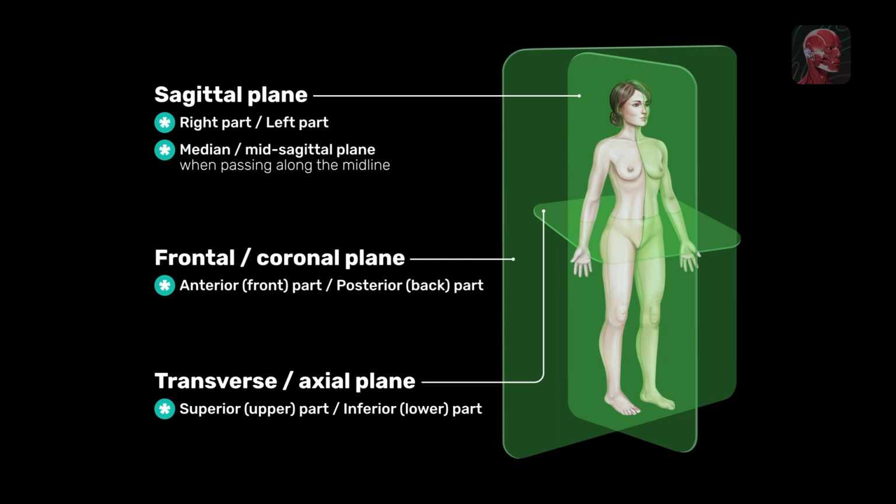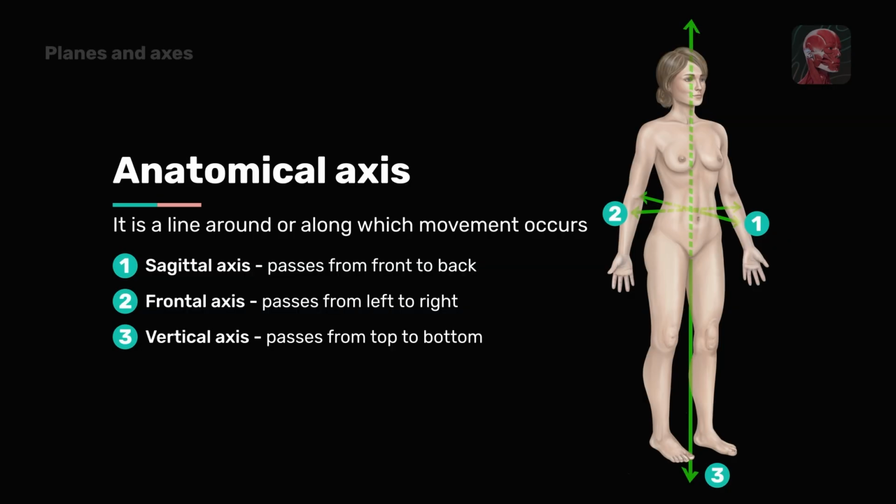Alright, here's a quick summary. In anatomy, there are 3 planes: sagittal, frontal, and transverse. If the sagittal plane intersects the body perfectly along the midline, it is called the median or mid-sagittal plane. There are 3 anatomical axes: the sagittal, frontal, and vertical axes.